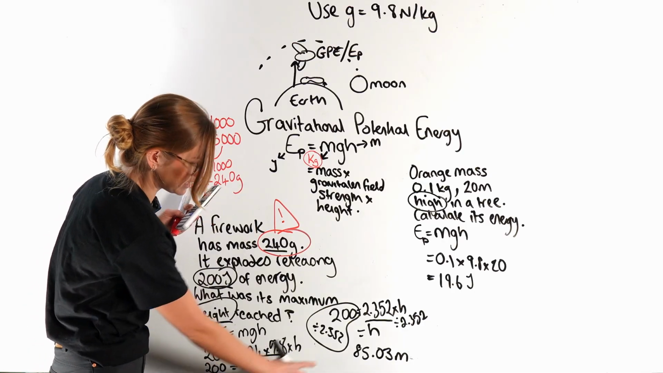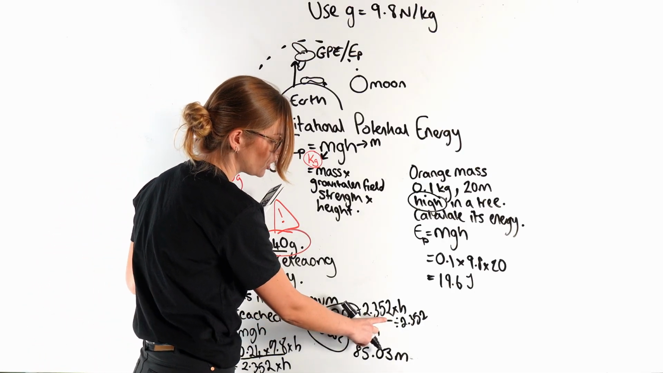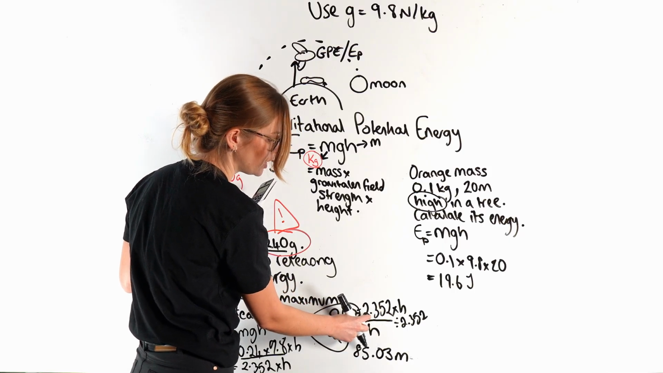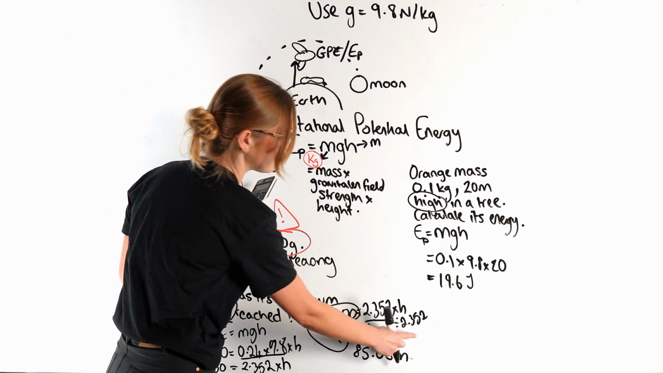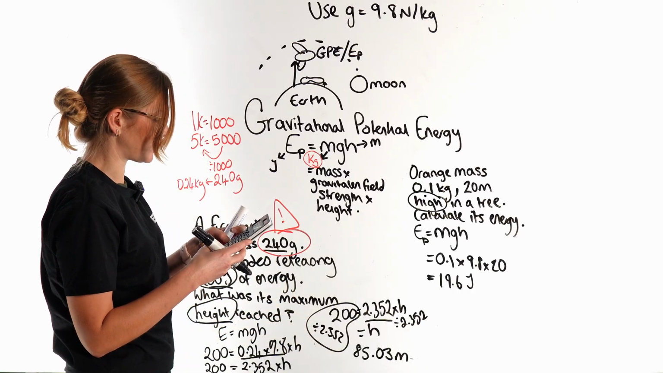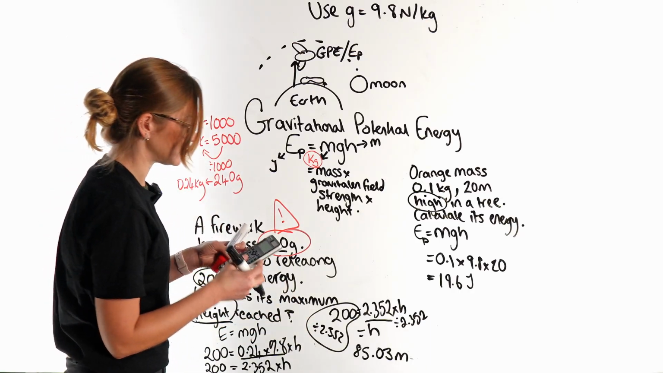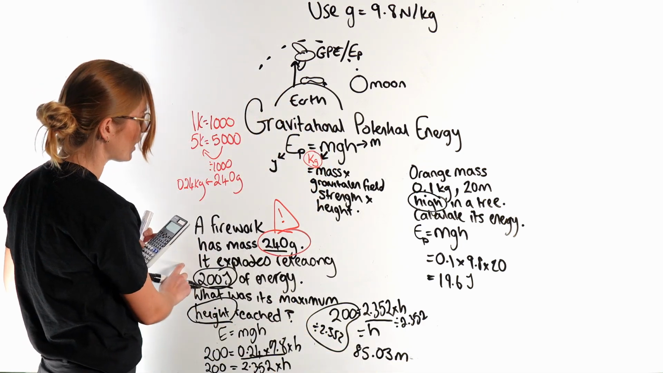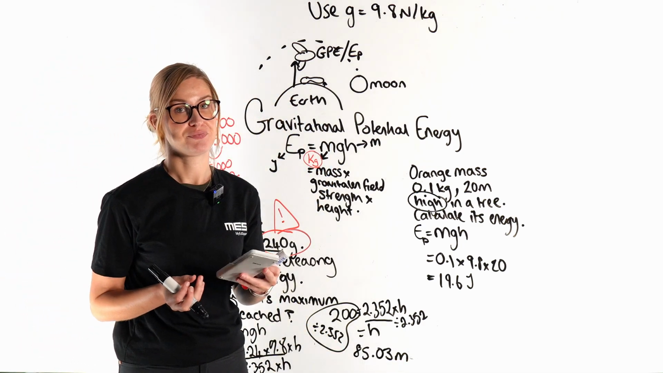So we just wrote this line here, so we had a bit more room. Now I want to get height by itself, so do the opposite of multiplying by 2.352. The opposite of multiplying is dividing. What we did to one side, we did to the other. So we did 200 divided by 2.352 to get our answer of 85.03 meters. So that's the height that my firework exploded in the sky.